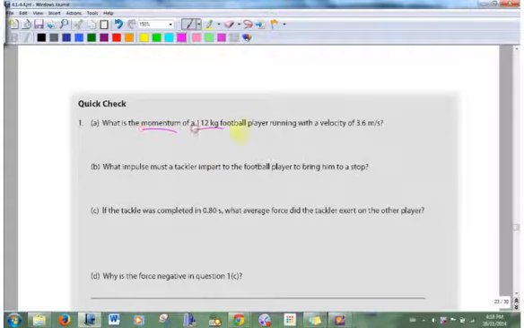What's the momentum of that football player running with that speed? Momentum is a product of mass and velocity. 112 times 3.6 which is 403. Let's just round it to the whole. Okay, units, kilograms, meters per second.